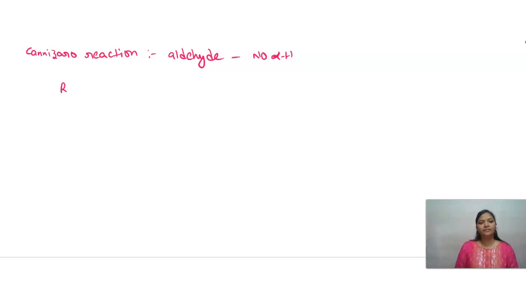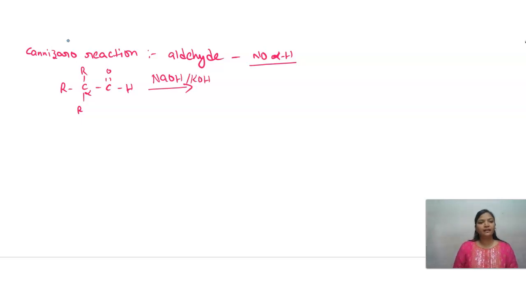So aldehydes are R-C double bond O, where the alpha carbon does not have any hydrogen. That's why there is no alpha hydrogen in this compound. So this type of compound undergoes the Cannizzaro reaction in the presence of a base, NaOH or KOH.